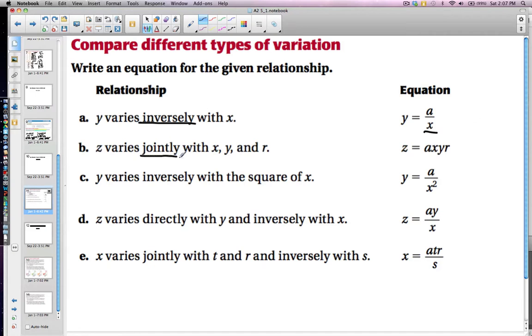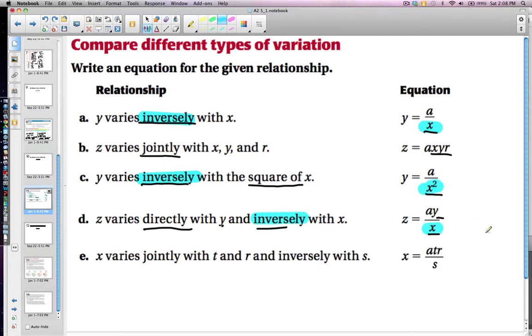If we say just jointly, that's really the same as saying directly, jointly, without any other explanation. You'll see that they're in the numerator as well. There's no denominator because there was no reference to inversely. Okay, if we are talking about inversely with the square of x, now you see x squared is in the denominator. So inversely puts it in the denominator, and the square of x defined what it was. Z is varying directly with y, so y is in the numerator, and inversely with x, so x is in the denominator. Okay, so you'll notice that every time it says inversely, the item goes to the denominator. Inversely with the square of x.